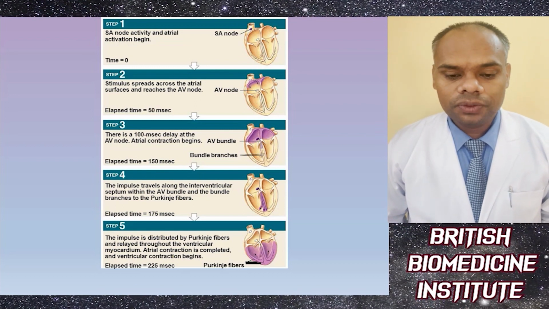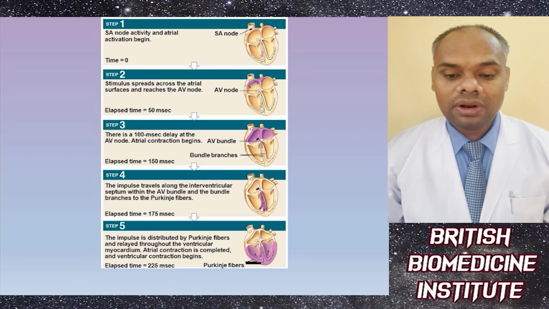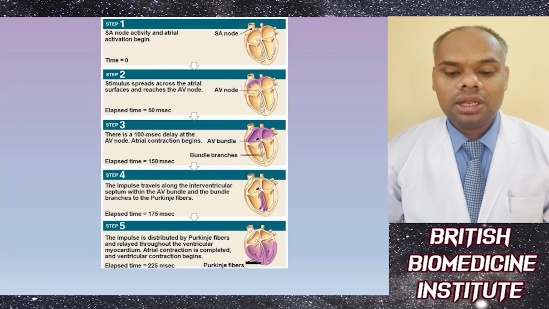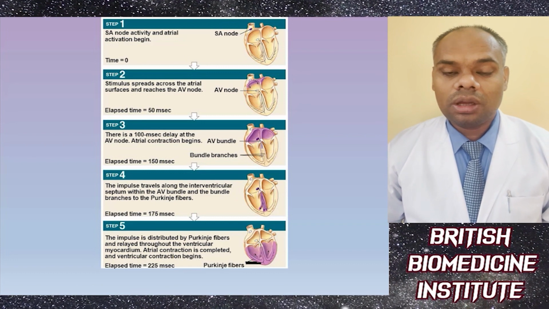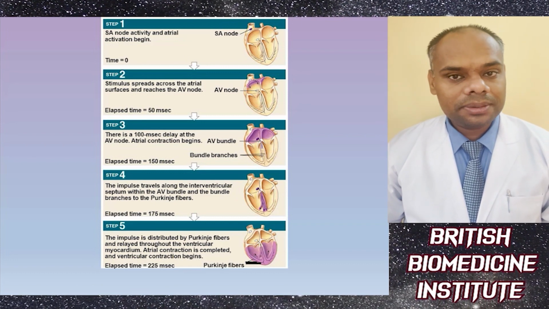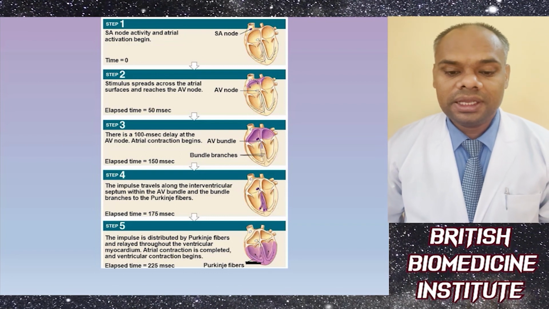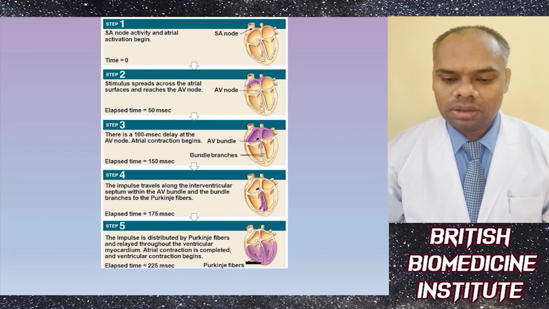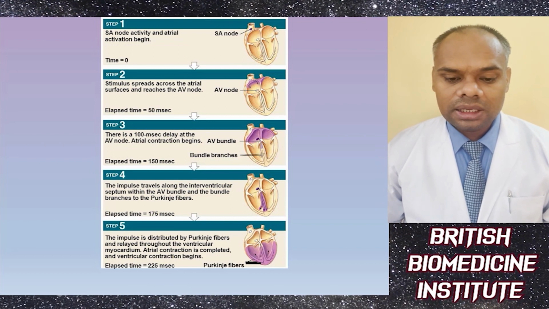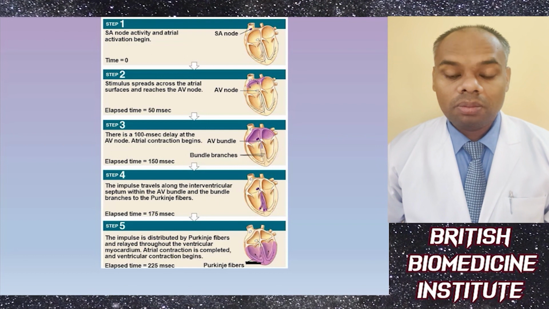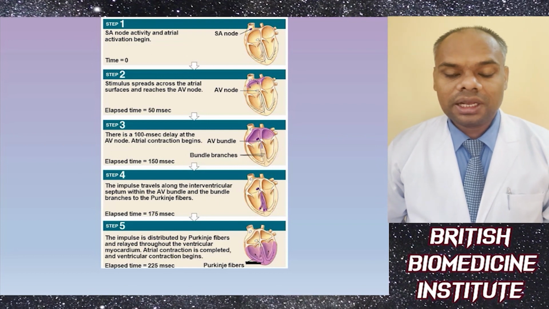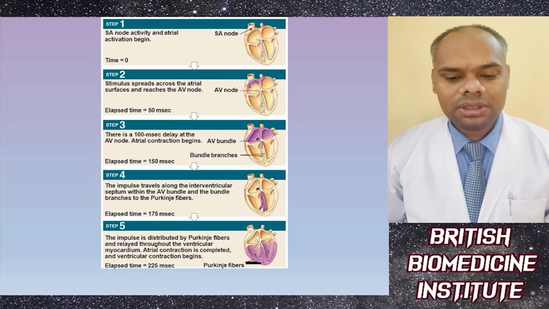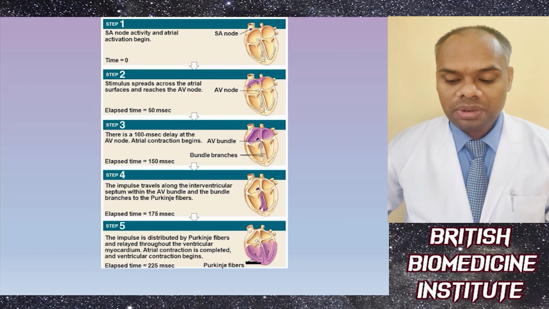And in step 4, the impulse travels along the interventricular septum with the AV bundle and the bundle branches to the Purkinje fibers, and the time elapsed is 175 milliseconds. And in step 5, the impulse is distributed by Purkinje fibers and relayed throughout the ventricular myocardium. Atrial contraction is completed and ventricular contraction begins, and the time elapsed is 225 milliseconds.